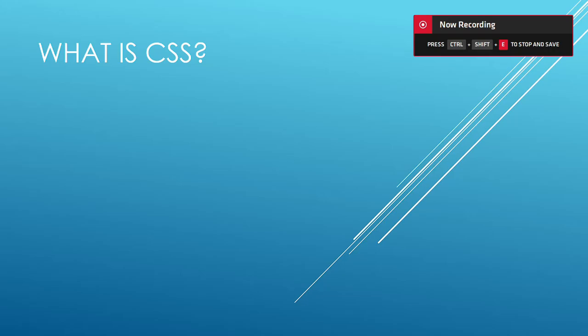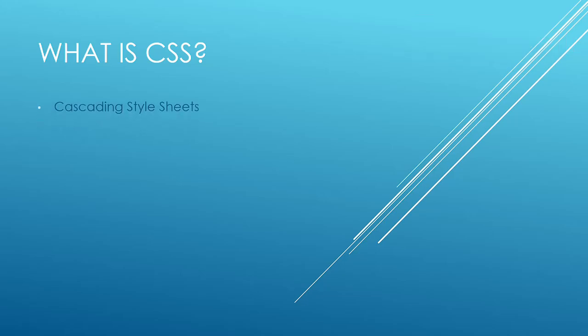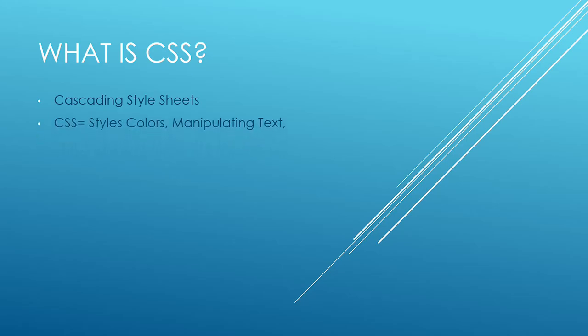Hi, so first of all, what is CSS? CSS stands for Cascading Style Sheets. What can I tell you more about Cascading Style Sheets? So basically, CSS equals styles, and styles are basically colors and ways of manipulating text and position of elements.